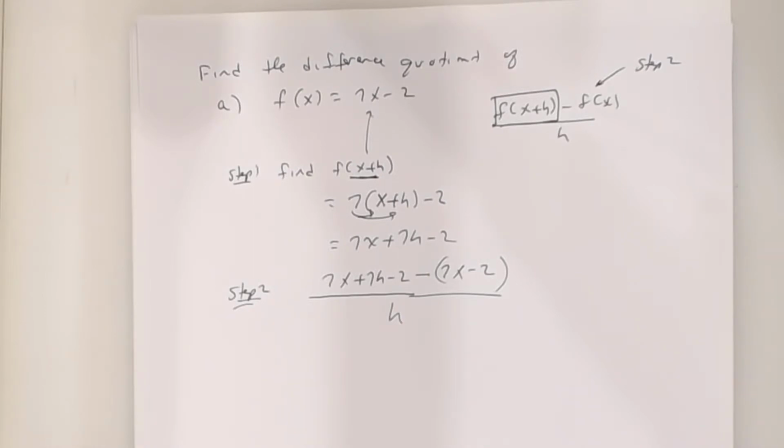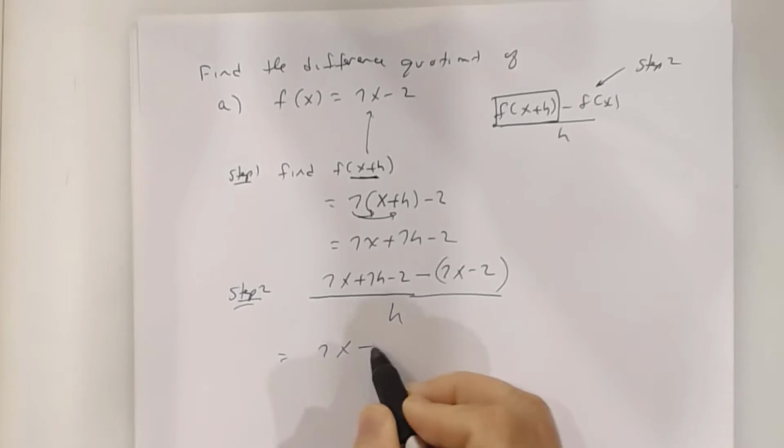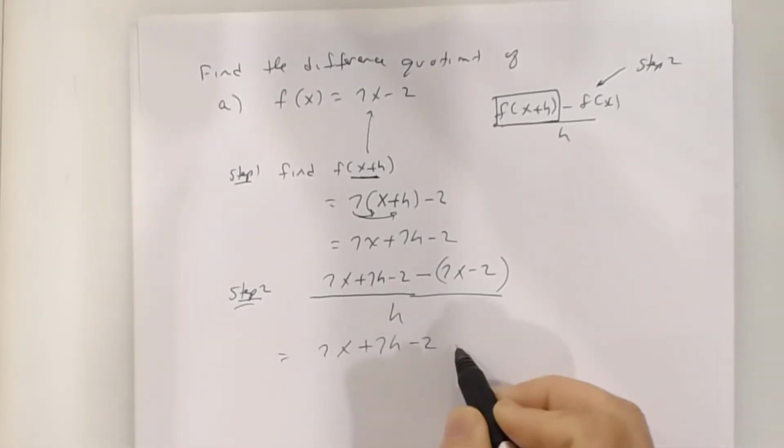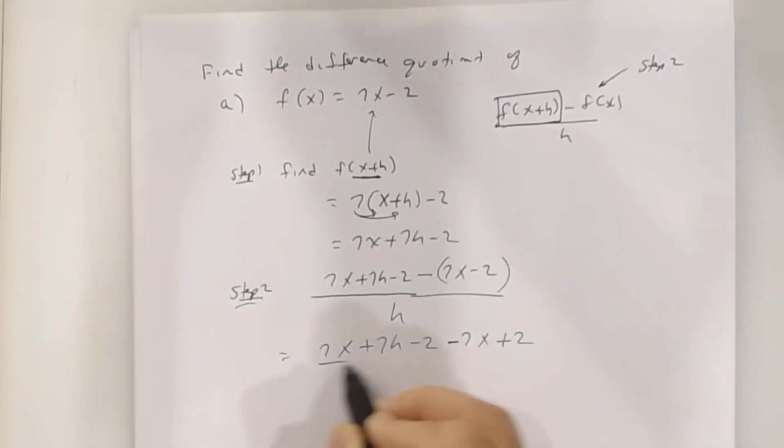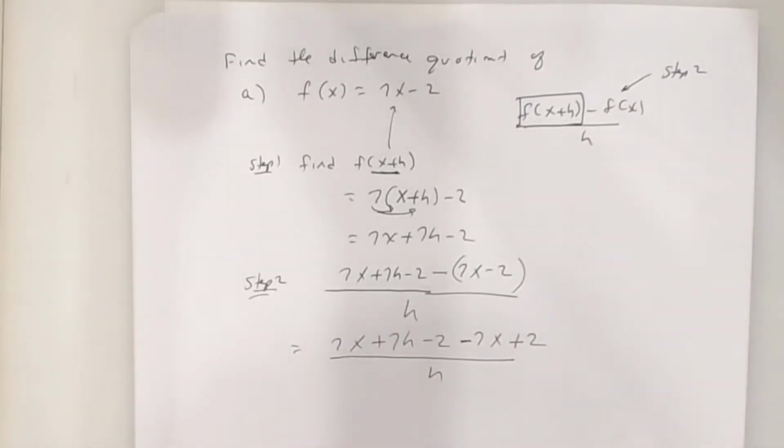Now look at the numerator in step 2. What else can I do to that? What can I do? Distribute. Okay, so it becomes 7x plus 7h minus 2. What else? Minus 7x plus 2 all over h. What's the next step? Combine like terms.